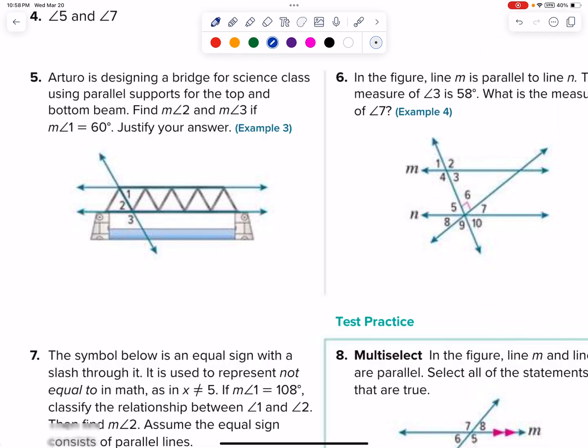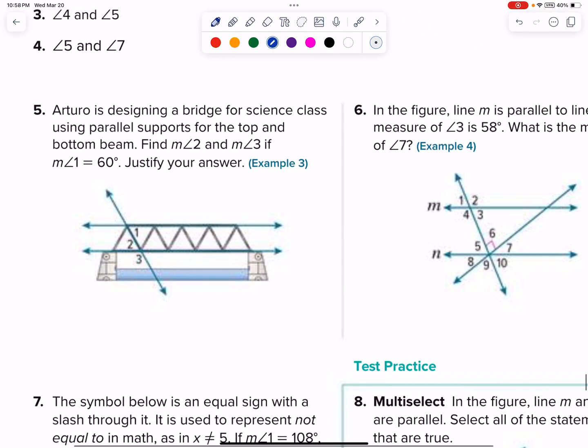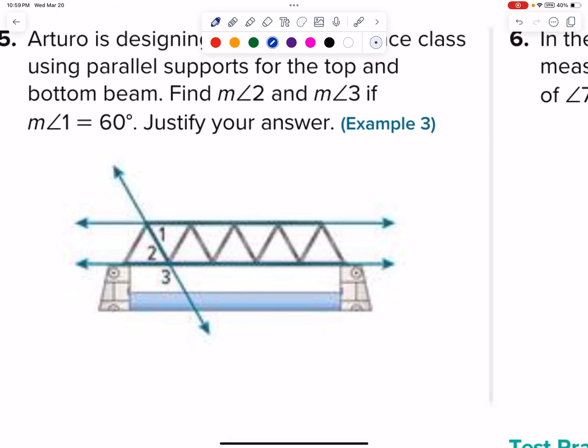Okay, number 5, they're giving you some information about different measurements, and they want you to find the measurement of angle 2 and angle 3 if you know that angle 1 is 60 degrees.